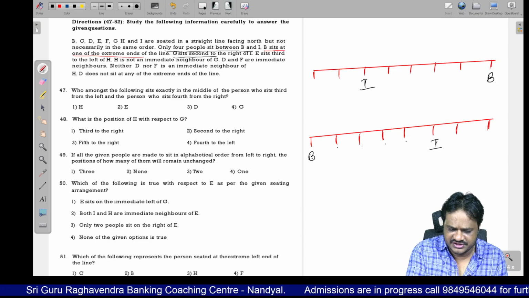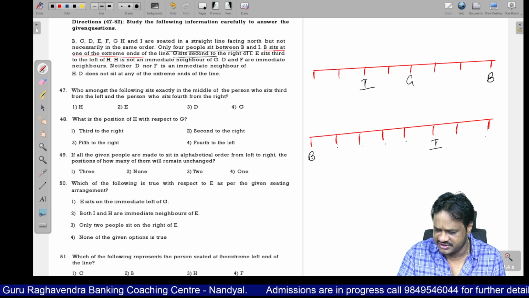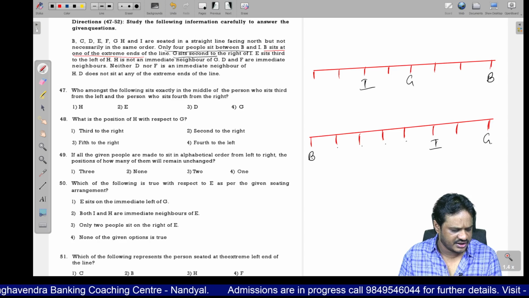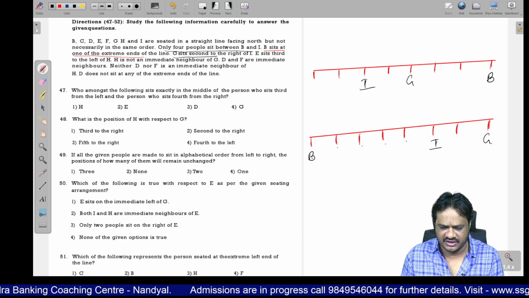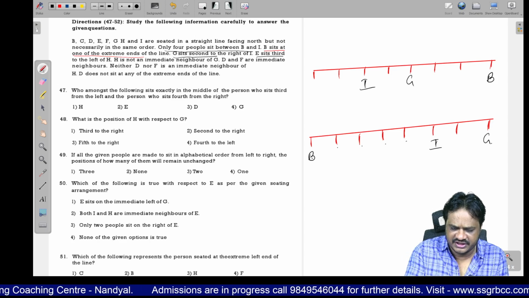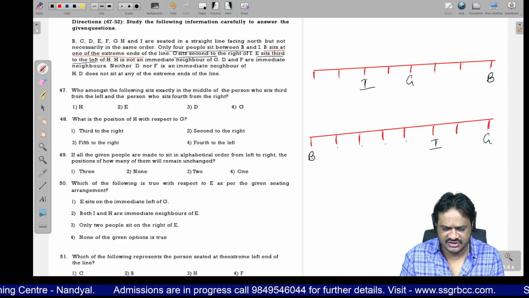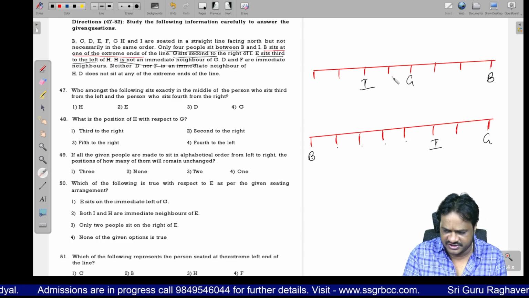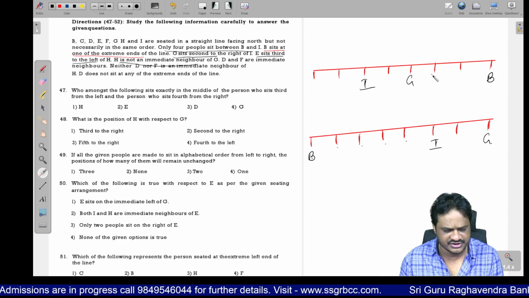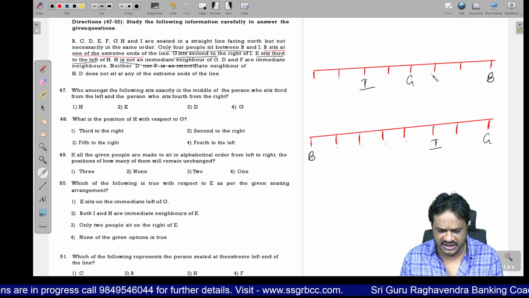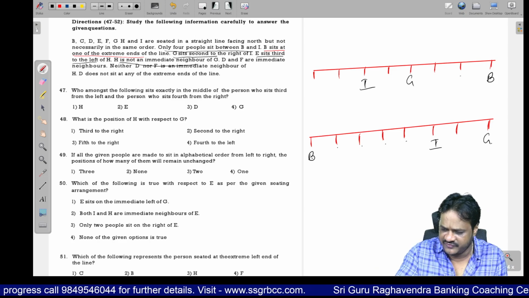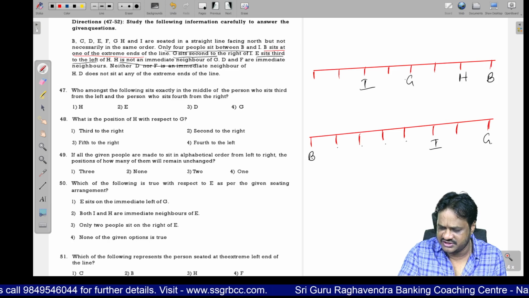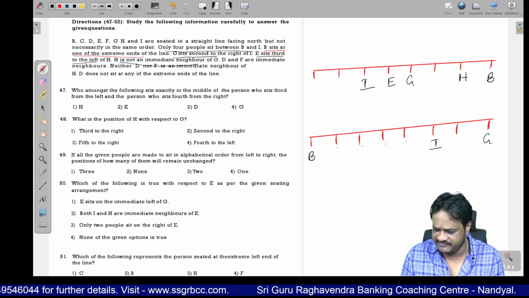Then G sits second to the right of I. Then E is sitting third to the left of H, and H is not the neighbor of G. So here and here you can't write H. So wherever you are writing H, third to its left is E. So here I can write H.